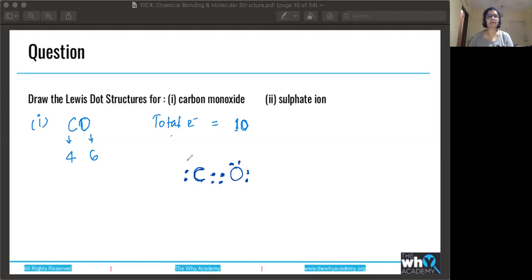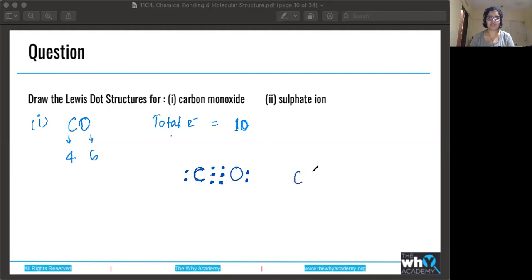Now how many electrons does carbon have? 6 electrons. It's still not satisfied. So what do we do? Take one more pair out of oxygen and make it a triple bond. So add a third pair. They're sharing a total of 6 electrons between them. Now oxygen has an octet, carbon also has an octet. So this would be the final structure of CO.